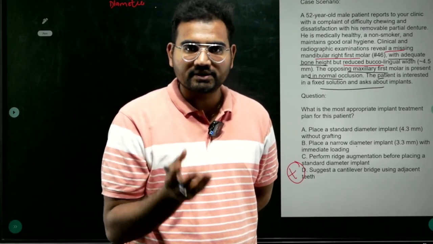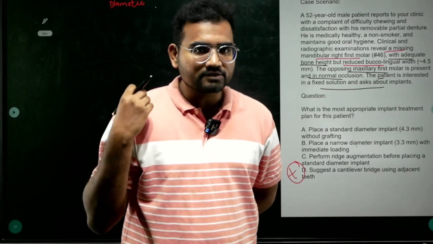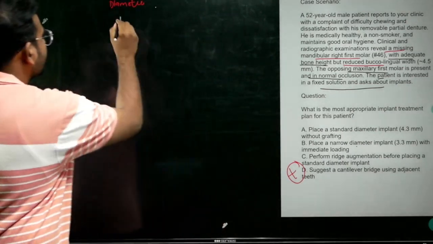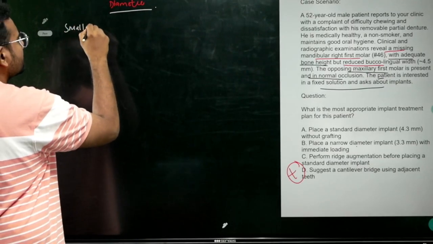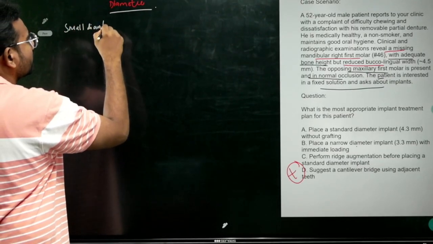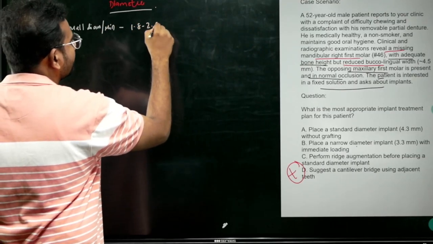MISH is an excellent textbook for implants. What I'm going to tell is from MISH, so it's a little bit evidence based. Now, the diameter of implants. The first one will be smaller diameter, or what we call mini implants, 1.8 to 2.9 mm.